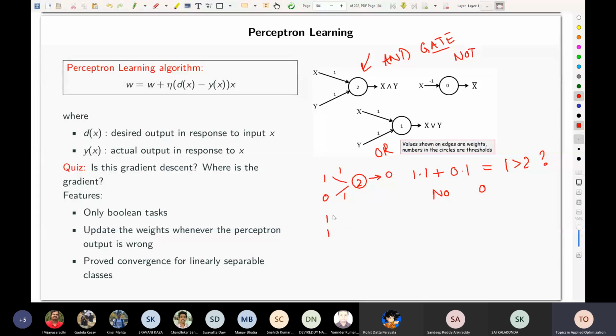Similarly, we can try, let us say, 1, 1, and then threshold 2. This model has already been learned for us. So the linear combination is 1 times 1 plus 1 times 1, which is 2. Is 2 greater than 2? I think equal should be allowed in the threshold, and otherwise it's 0. Before it was no, but equal is yes. So this implies that the output will be 1.